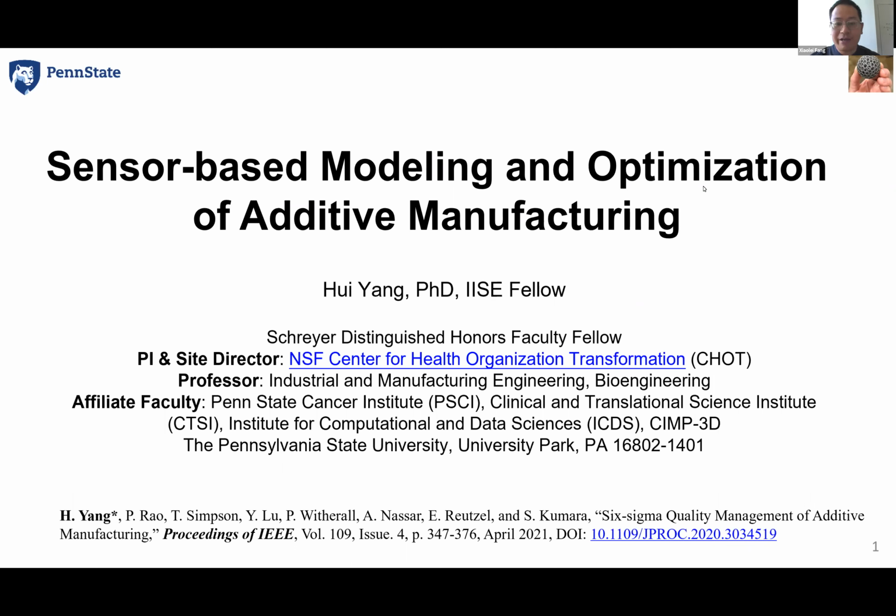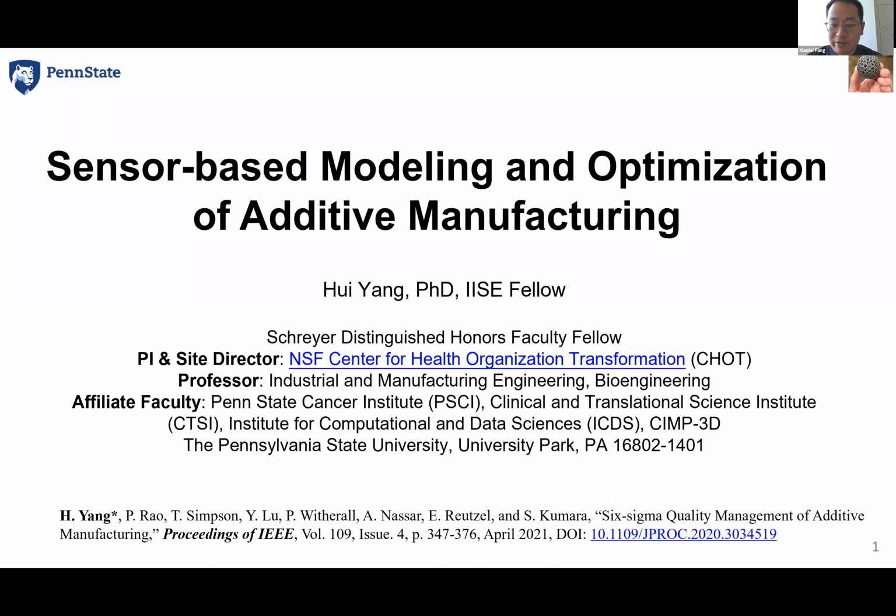Today we're lucky to have Dr. Hui Yang to give a talk. First, let me briefly introduce Dr. Yang. Dr. Yang is a professor of industrial and manufacturing engineering and also bioengineering at Penn State University. He's affiliated with the Penn State Cancer Institute, the Clinical and Translational Science Institute, the Institute for Computational and Data Sciences, and CIMP-3D.